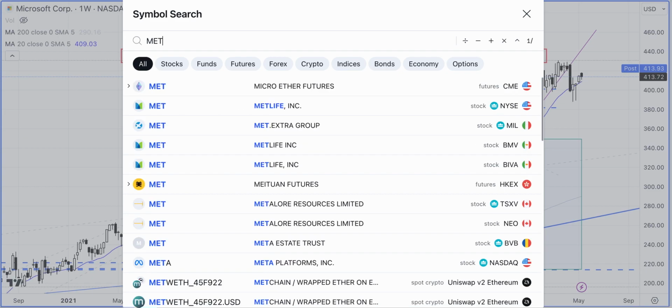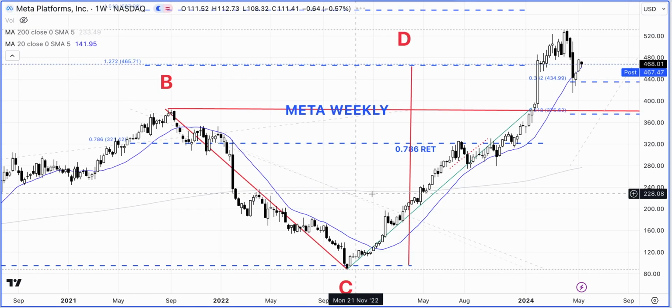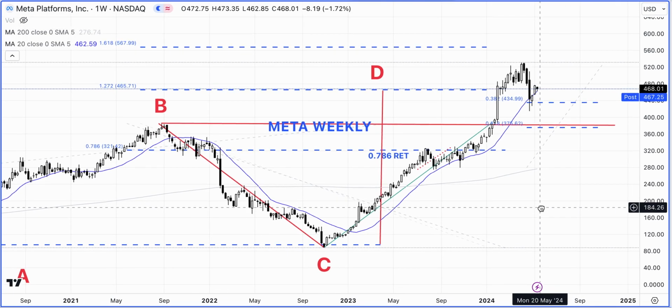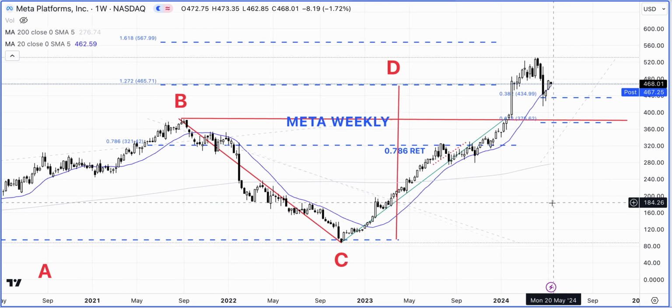Now let's take a look at the stock of Meta. Here we go. So Meta also benefited through the artificial intelligence related hype.